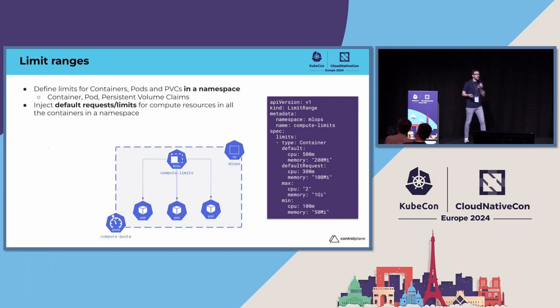I've mentioned limit ranges as an additional feature on this. I see them as complementary to resource quotas because with limit ranges, you can effectively define limits for individual containers, pods, or persistent volume claims within a namespace. So while the resource quota applies to the whole namespace level, the limit ranges affect the individual instances of these resources within each namespace. And you also get an interesting bonus, which is to inject default compute requests and limits for your pods.